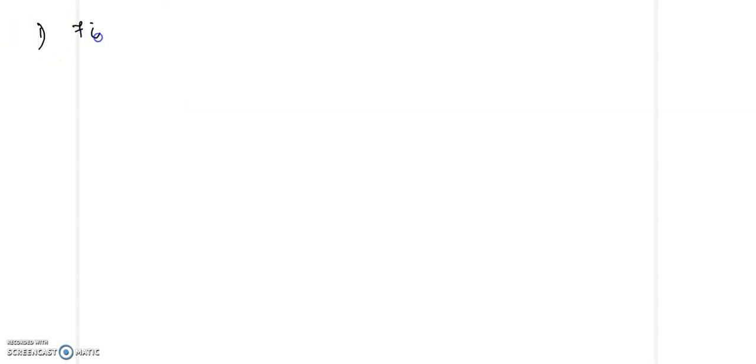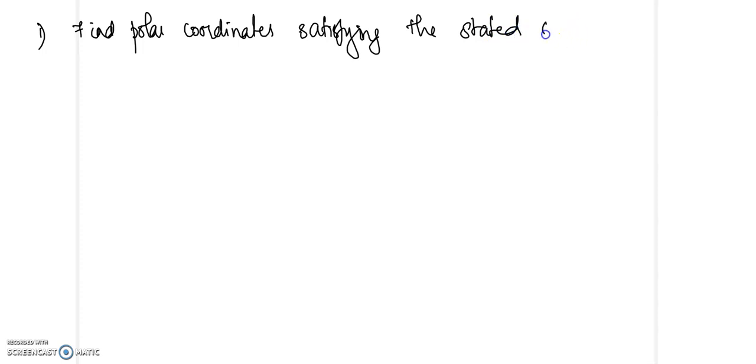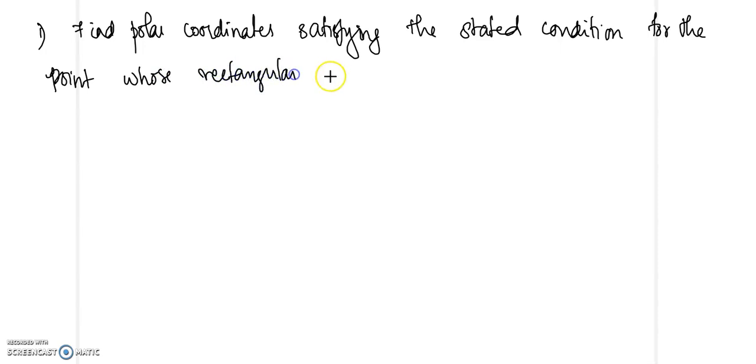So the first problem is: find polar coordinates satisfying the stated condition for the point whose rectangular coordinates are minus root 3 and 1. So we need to find the polar coordinates satisfying the following conditions.